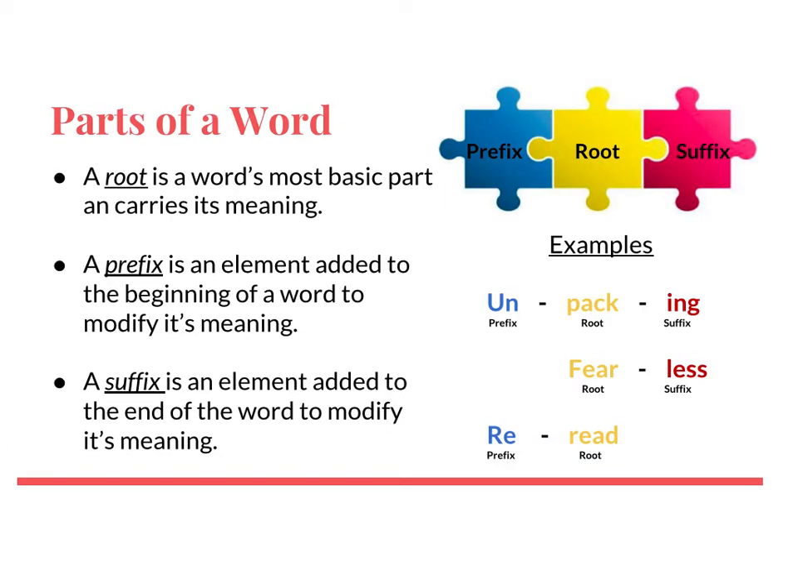Parts of a word. A root is a word's most basic part and carries its meaning. A prefix is an element added to the beginning of a word to modify its meaning. A suffix is an element added to the end of the word to modify its meaning.